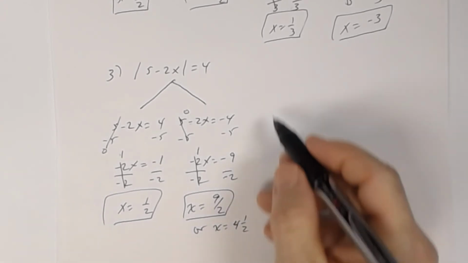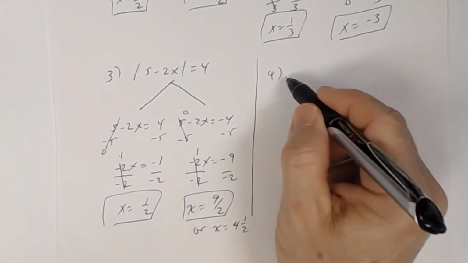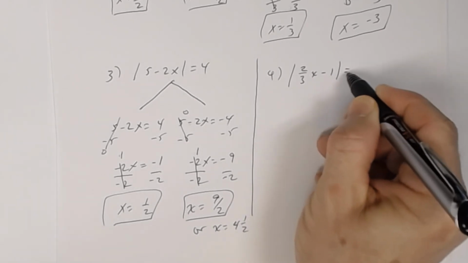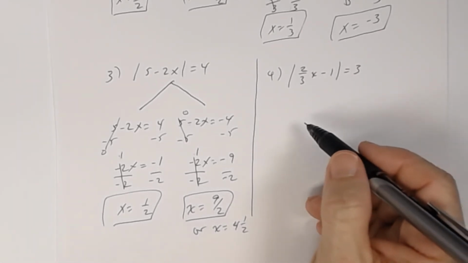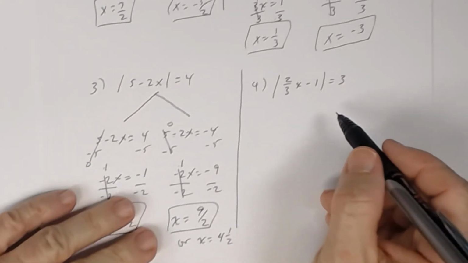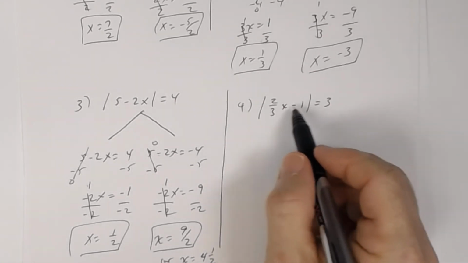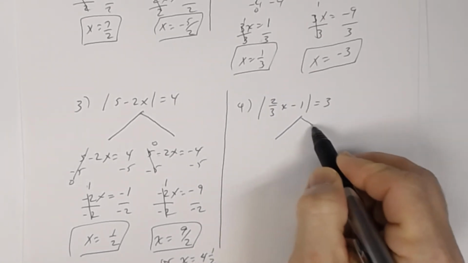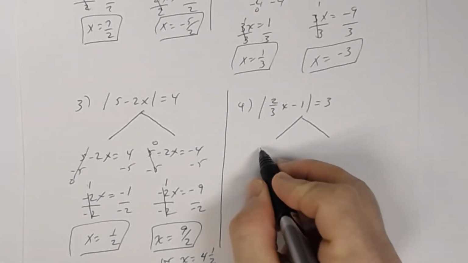Okay. And then finally, number 4. Number 4, we have the absolute value of 2/3 x minus 1 is equal to 3. This one has a fraction in it, and you have enough experience to deal with fractions in an equation. Again, notice the absolute value expression is by itself, so we can go directly and rewrite it as two separate equations without the absolute value bars.